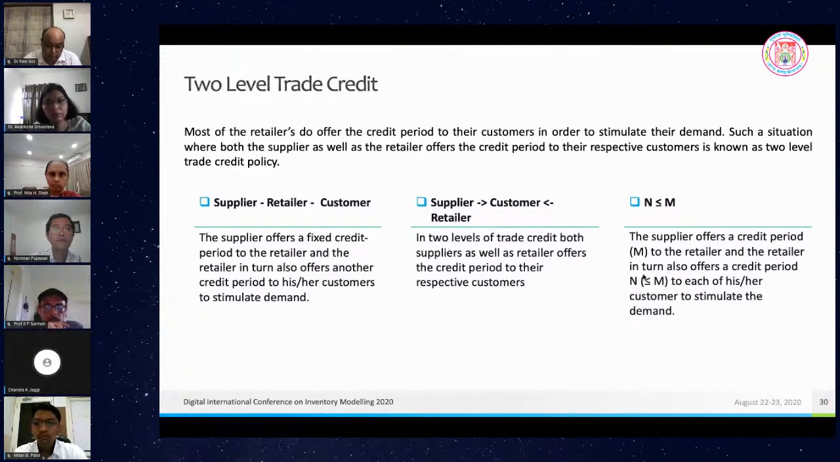Now, most of the retailers do offer credit to their customers in order to stimulate their demand. Such a situation where both the supplier as well as the retailer offer the credit period to their respective customers is known as two level, that we have just explained. The supplier, retailer, and customer. That's M, and this is N. There are three members in two level, and usually the initial research was carried out by considering M as the credit period offered by the supplier to the retailer, whereas the retailer is offering less than what he is getting. That means N is assumed to be less than M in the initial research. Next, please.